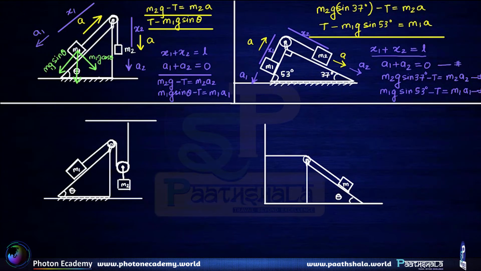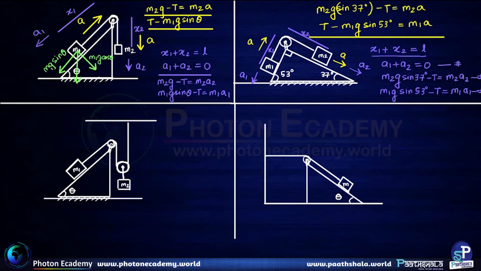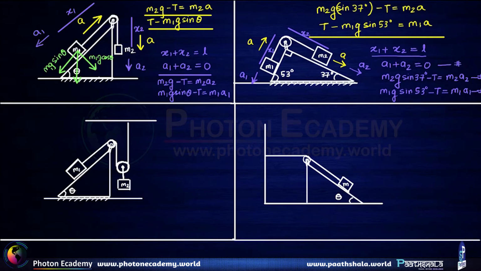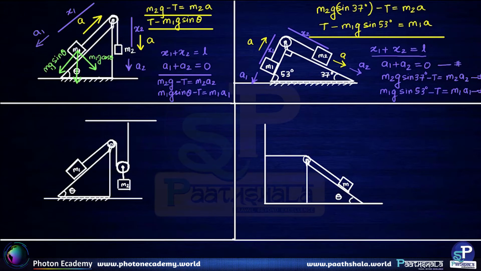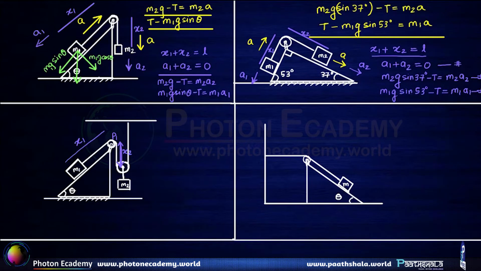So let us move to the next diagram and its analysis. In this particular case, we'll directly employ the method of constraint motion. Here, this particular distance is assumed to be x1. This distance is assumed to be x2 from the pulley P1 till the pulley P2. This distance is also assumed to be x2.